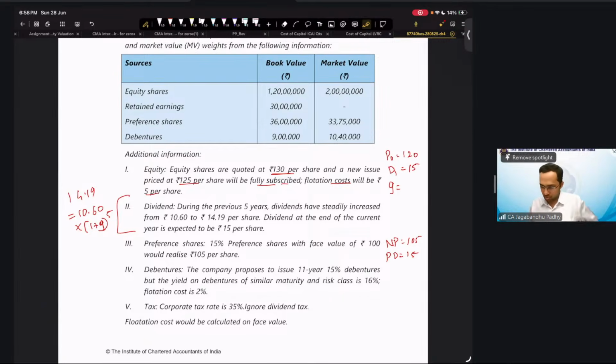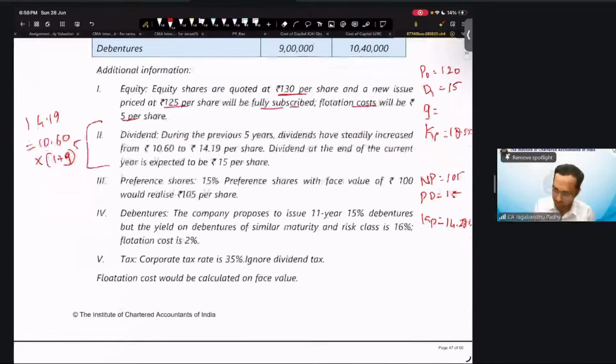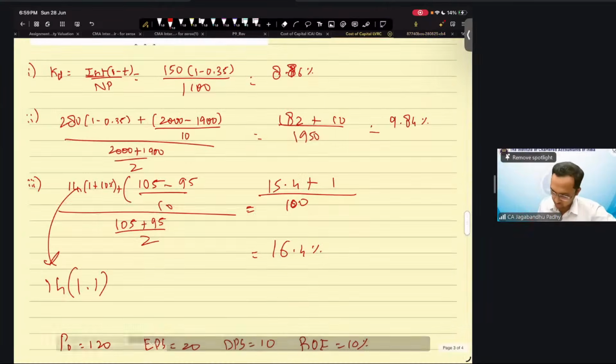Okay. So KE is how much? 18.5%. And KP is 14.28%. Now the important part is calculating the cost of debentures. So let me just help you with the calculation of debentures. This is something a bit different.